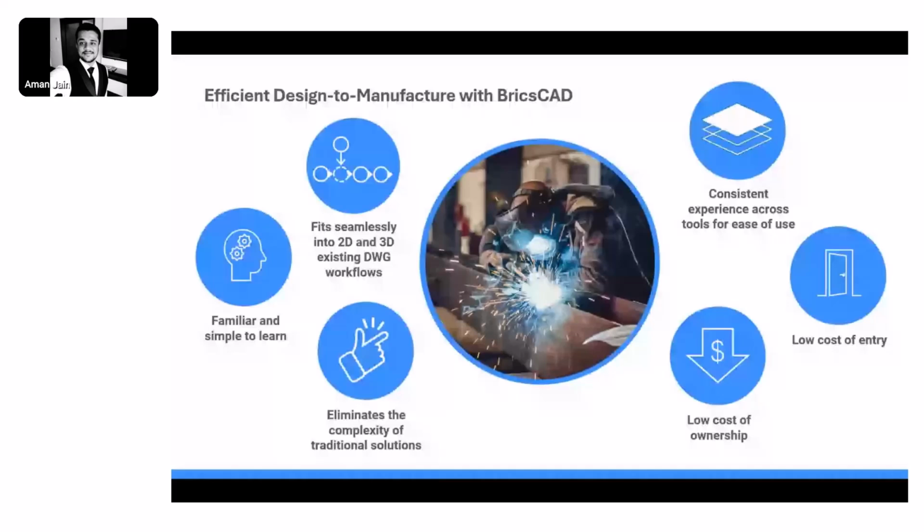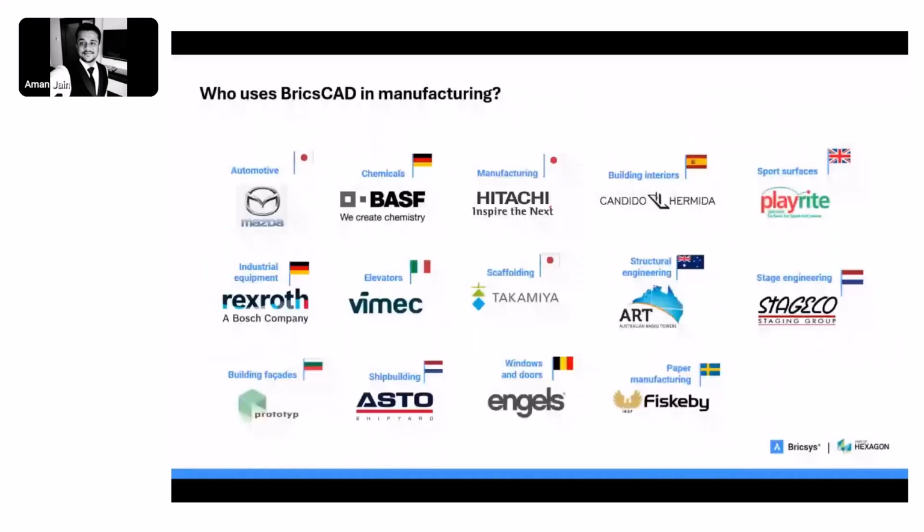In terms of learning, yes, it's fairly simple, because anyone and everyone who knows CAD or 2D CAD can really get accustomed to BricsCAD, even its 3D modeling capabilities. Right? So these are some of the customer references that are using BricsCAD in manufacturing. We have some well-known names like Mazda, Hitachi, and a lot of other companies who use BricsCAD. Of course, there are a lot of different disciplines of engineering that we serve. We have solutions for interiors, industrial equipment, scaffolding, structural engineering, and so on, catering to every requirement of these particular disciplines.